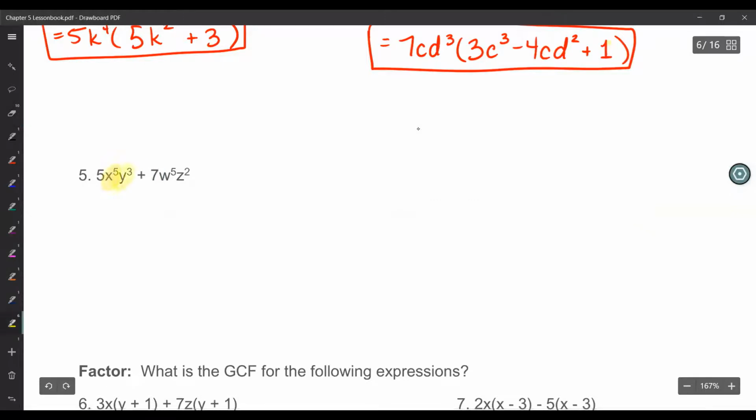Also, you'll notice that there's no common variables. The first term has an X and a Y, the second term has a W and a Z. So this has no common factors at all. So we would just write cannot be common factored.